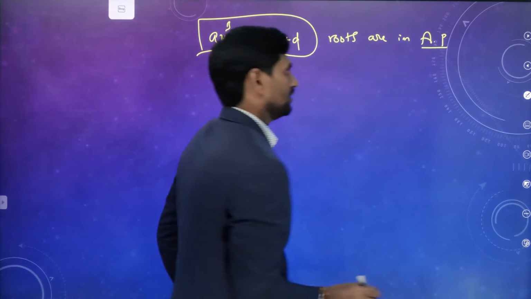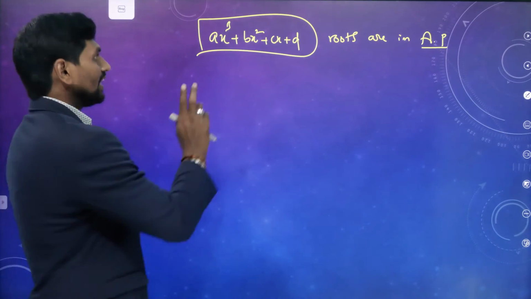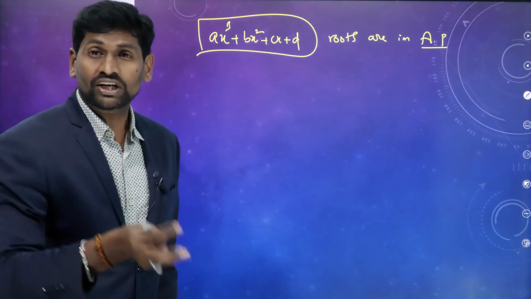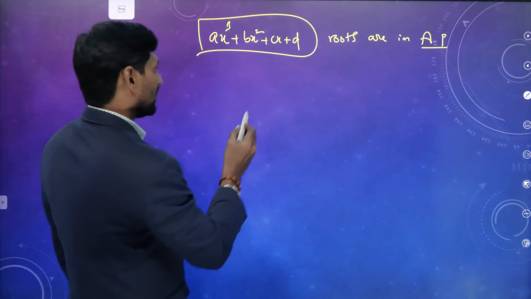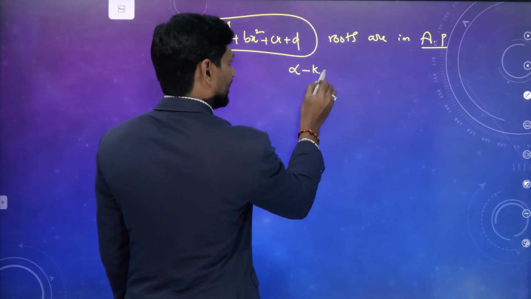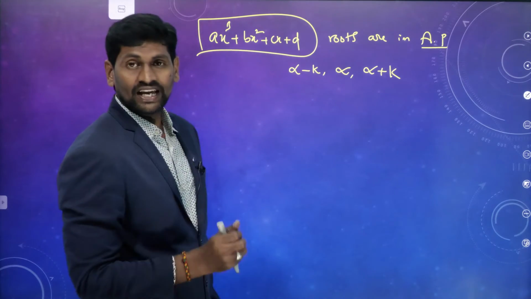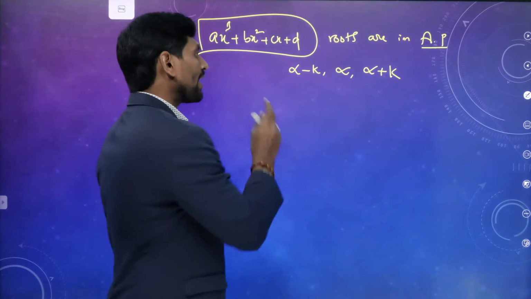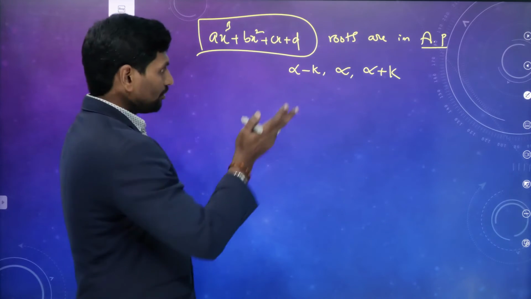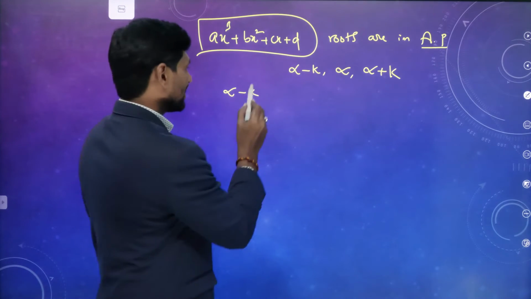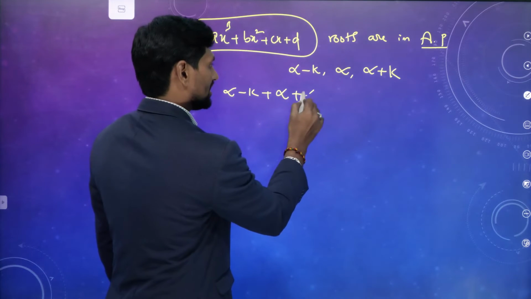Let us see. Now, same like that, I am taking 3 roots. A cubic polynomial definitely contains 3 roots. Let us take the 3 roots as alpha minus k, alpha, alpha plus k. K is the constant term, a fixed number I am adding here. Now, use the sum of roots: alpha minus k plus alpha plus k.